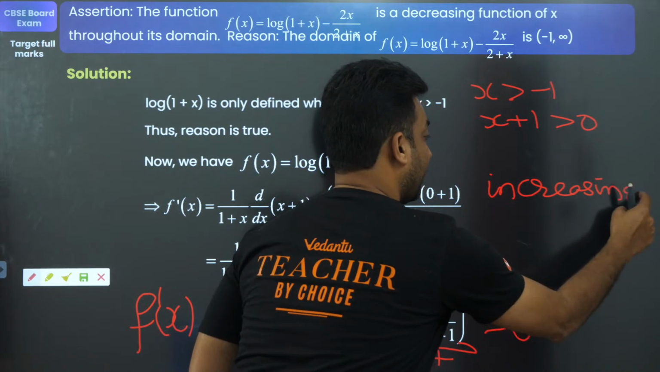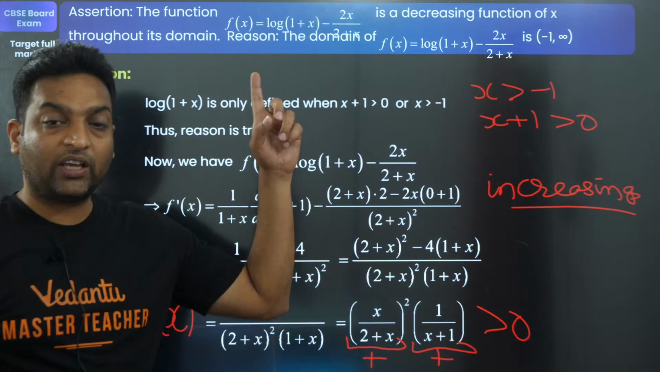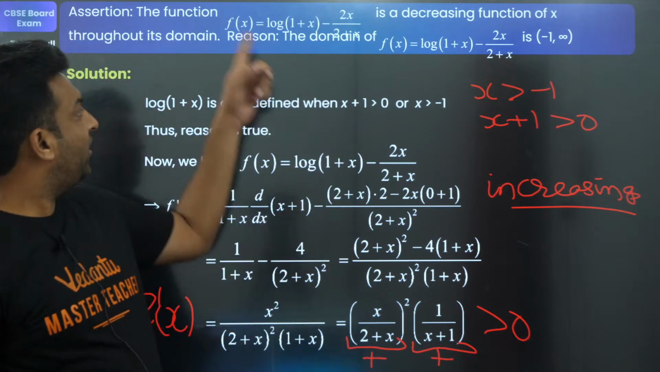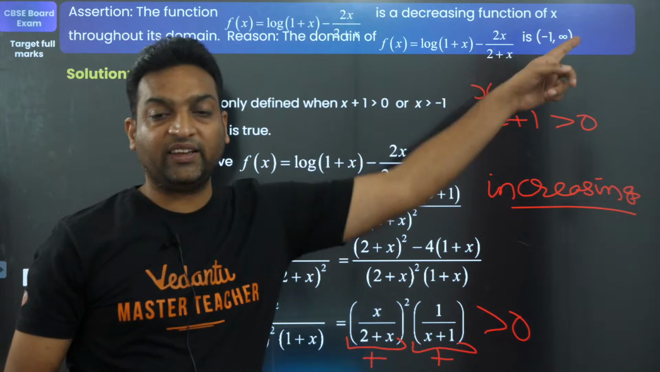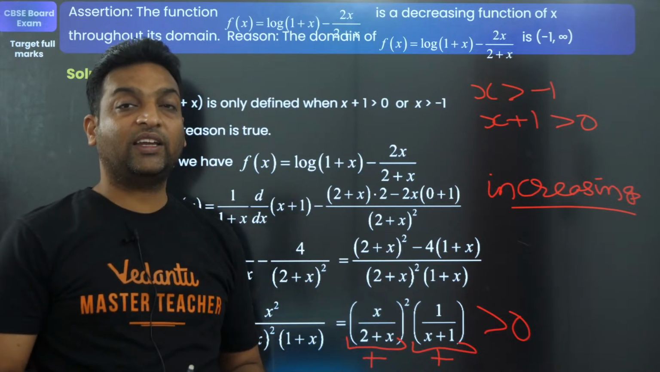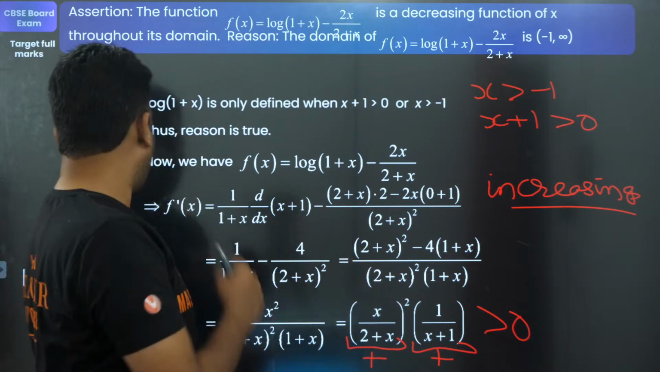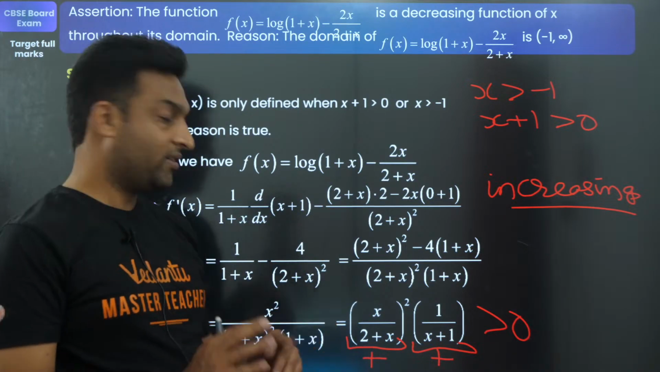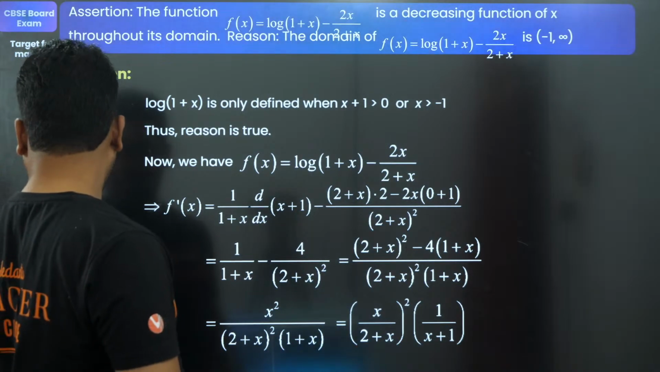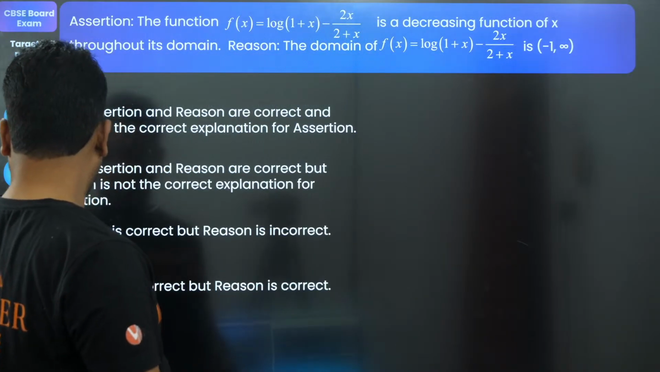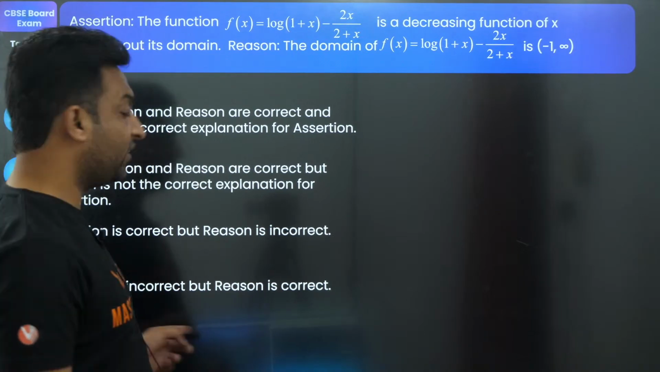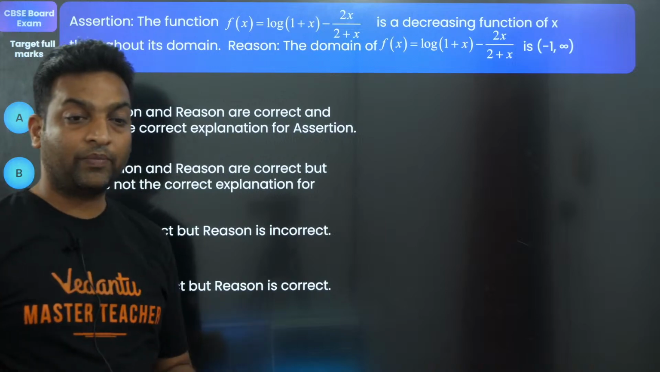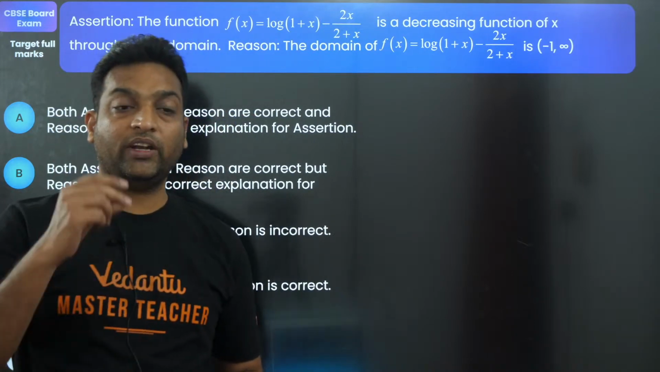So is the assertion correct or incorrect? Read the question carefully. The assertion says that this function is decreasing, which is incorrect. So the answer is assertion incorrect, reason correct. Option D. See carefully, assertion incorrect, reason correct. Okay, so let's do the next.